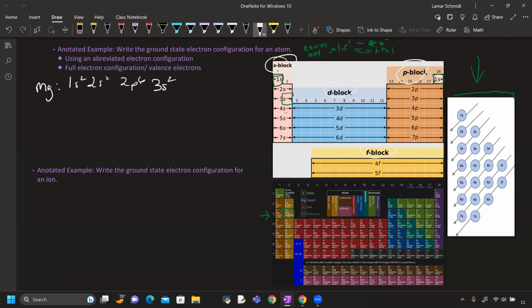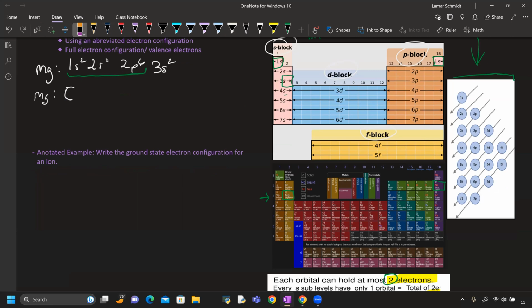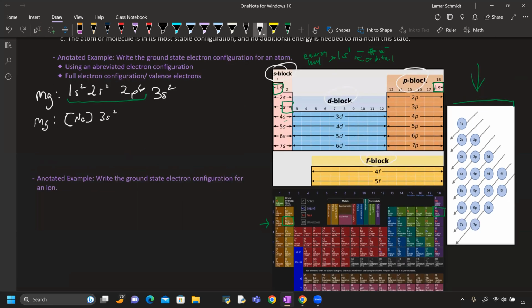Now, there's another way of writing this. So this is the full electron configuration. Another way that we could express that is using an abbreviated configuration. When we use the abbreviated, we take everything up through the noble gas prior to the atom that we're writing the configuration for. So if we notice for magnesium, the noble gas previous to magnesium is neon. And so what we would write, and this would still be a valid configuration for magnesium, we would write neon in a bracket and then 3s2. And so this is accounting for all the electrons up through neon and then 3s2.